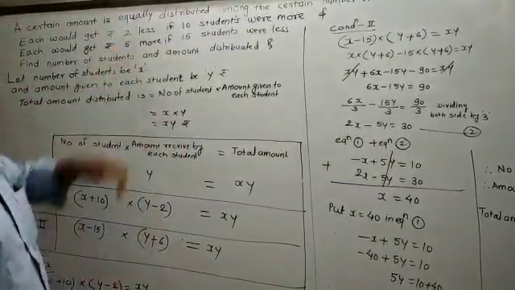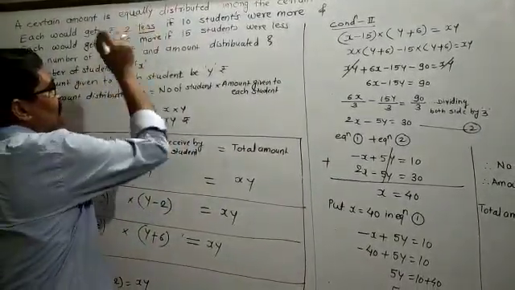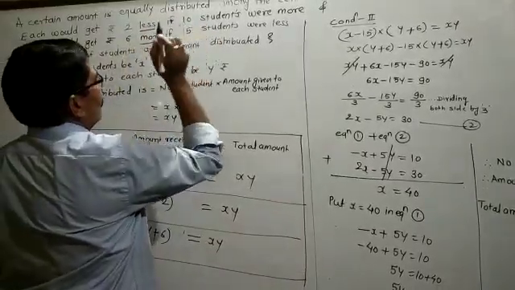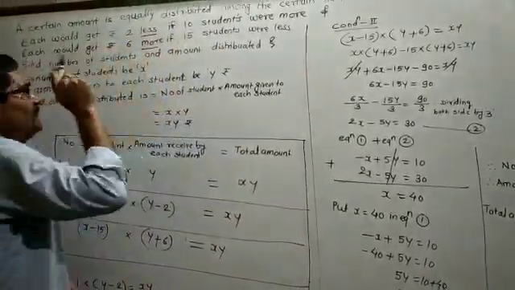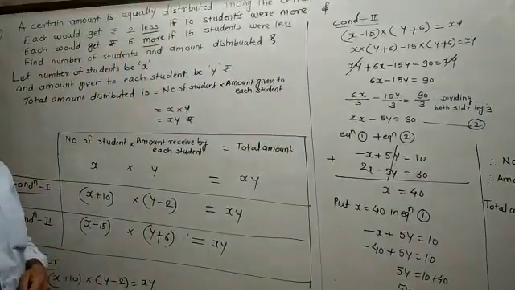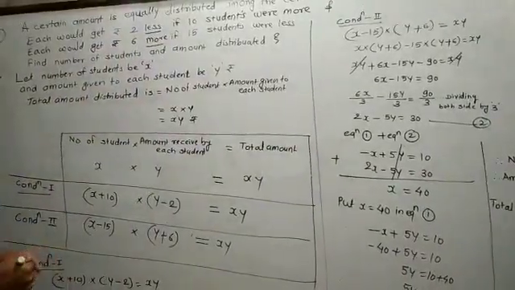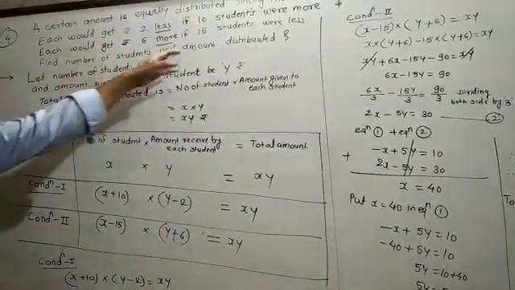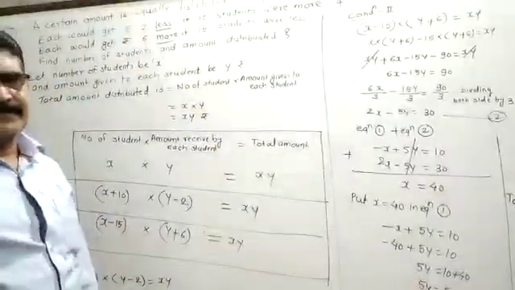Here less means subtraction, more means addition. Less means subtraction, more means addition. That you have to understand. You have to find out the number of students and the amount distributed.